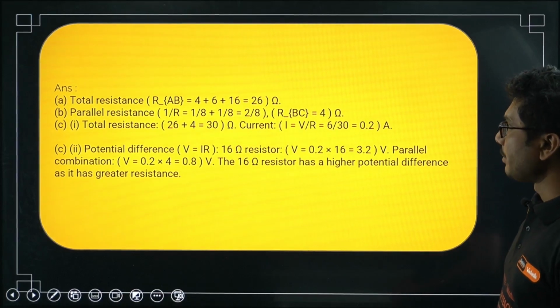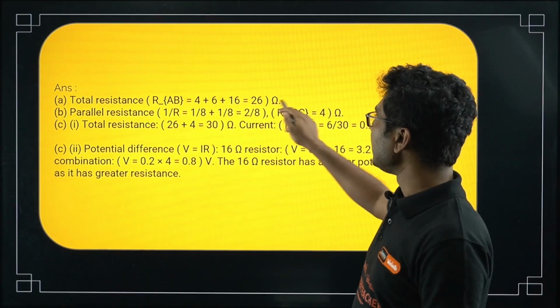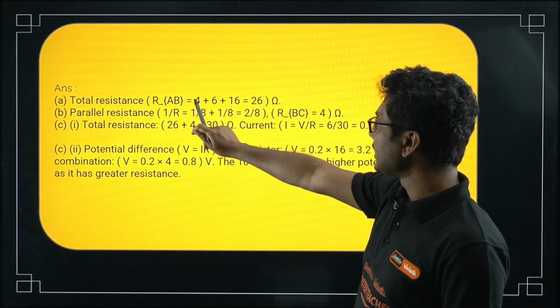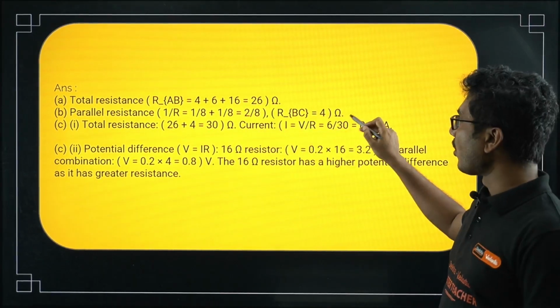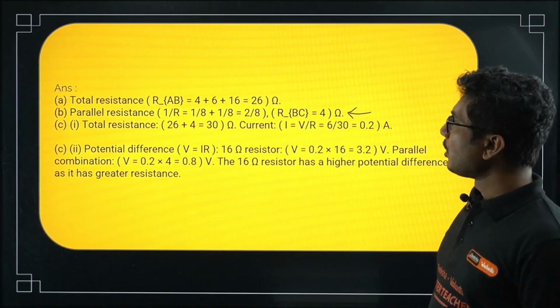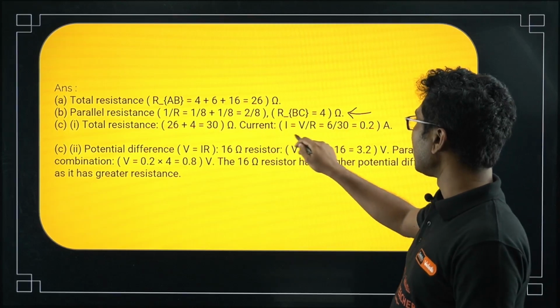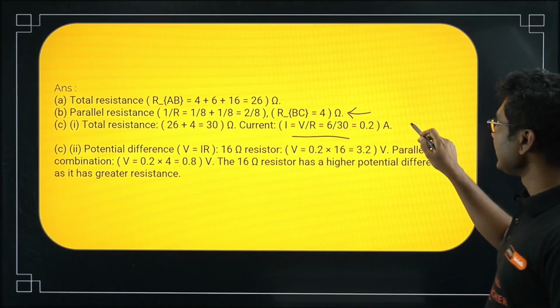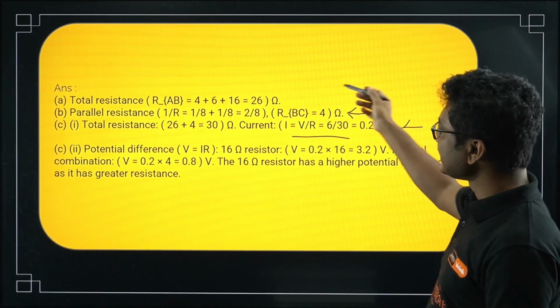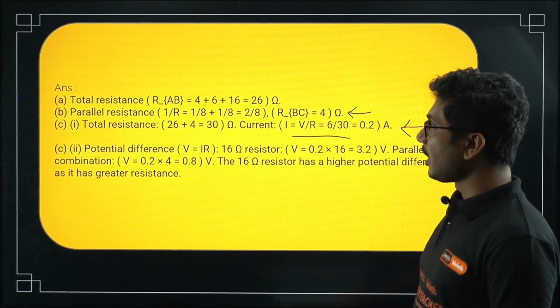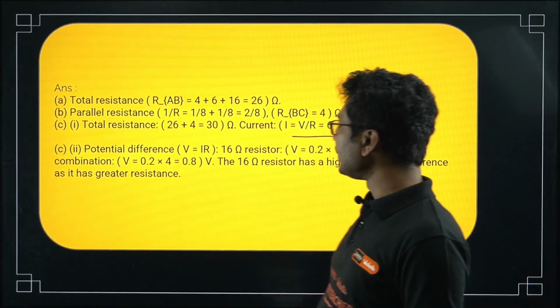Now let's see step by step. So total resistance RAB is 26 ohm, parallel resistance 1 by R. Whatever I have done, they have done a little bit in a longer way. So it is 4 ohm. Total resistance is 30 ohm, current is equal to 6 by 30, that is 1 by 5 or 0.2 ampere. So this is, in my opinion, easier. If you want to do this OR question, it is slightly difficult.